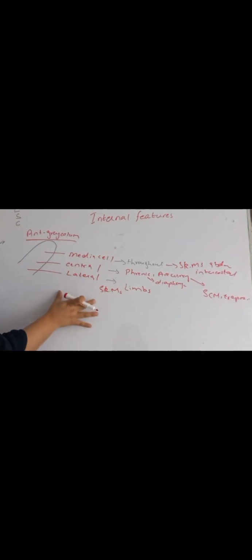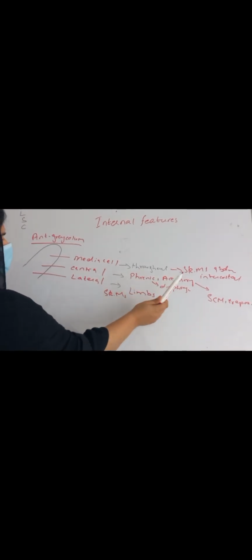So these are the three cell groups of the anterior grey column: medial, central and lateral. The medial group is present throughout the spinal cord and supplies the skeletal muscles of the abdomen and intercostal regions. The central group forms the phrenic nucleus and the accessory nucleus. The phrenic nucleus supplies the diaphragm, while the accessory nucleus supplies the sternocleidomastoid and trapezius muscles. The lateral cell group supplies the skeletal muscles of the limbs. This was about the anterior grey column.